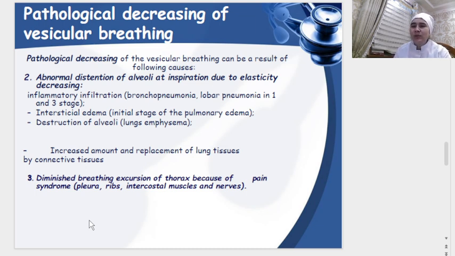interstitial edema, destruction of alveoli, then increased replacement of the lung tissues by connective tissue. Third is diminished excursion of the thorax because of pain syndrome involving the pleura, ribs, intercostal muscles, and nerves.